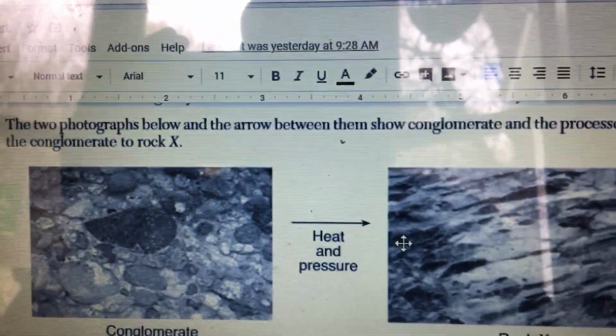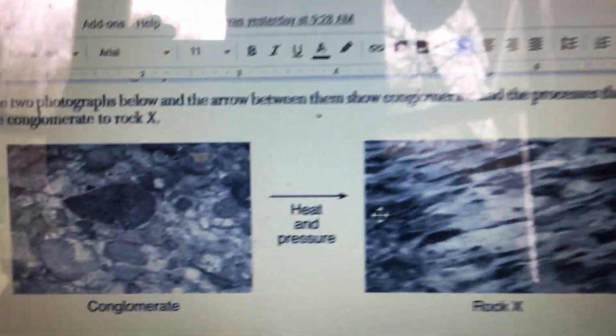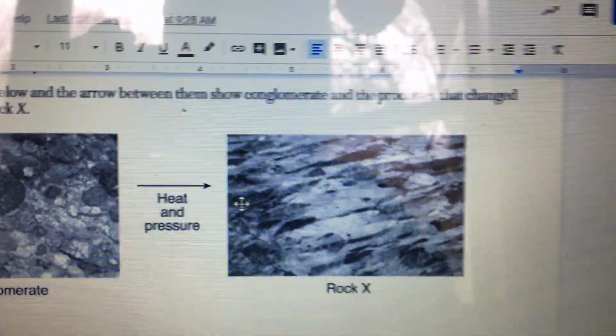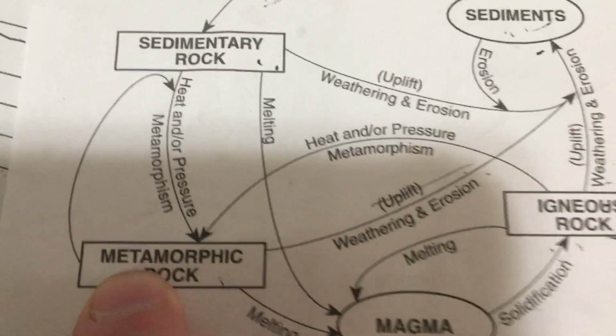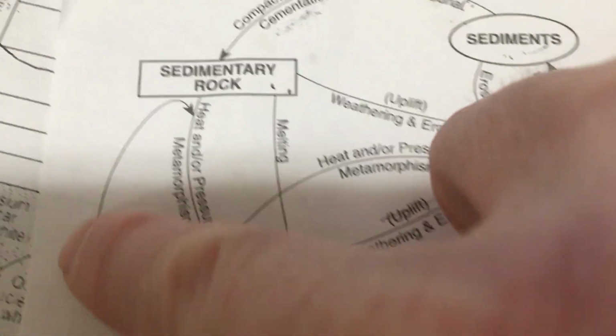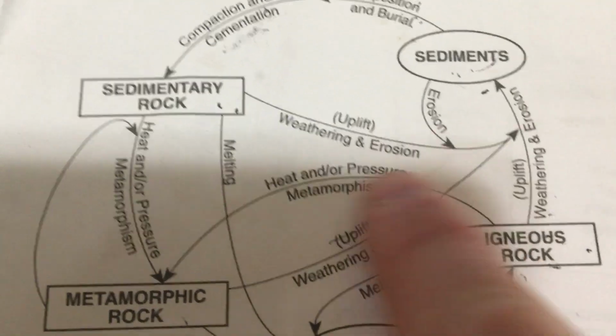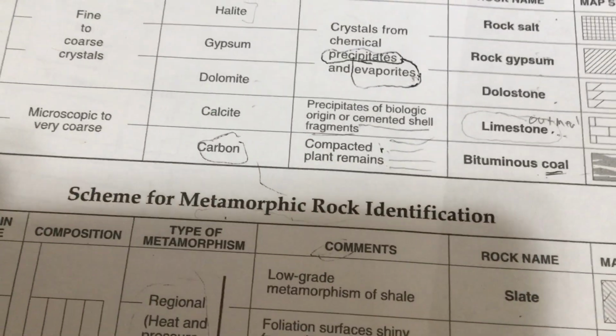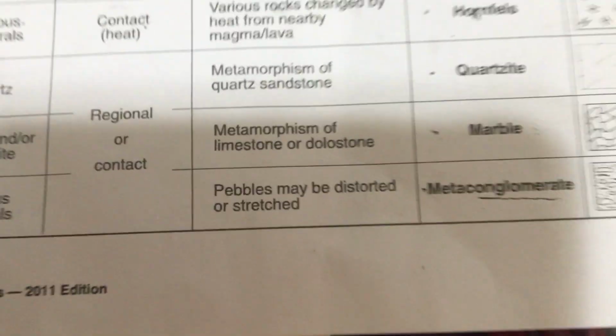2 photographs below and the arrow between them show conglomerates and the process that changed the conglomerate to rock X. So take conglomerate, put under heat and pressure, and you get rock X. And the question is, what is rock X? And heat and pressure hopefully triggers, and if not, you look over here, hopefully triggers that's a metamorphic rock. Heat and pressure makes metamorphic rocks. So we go to metamorphic rock, right there.